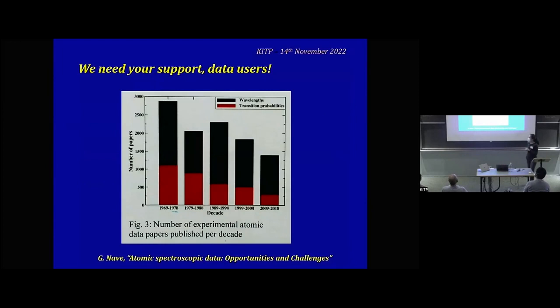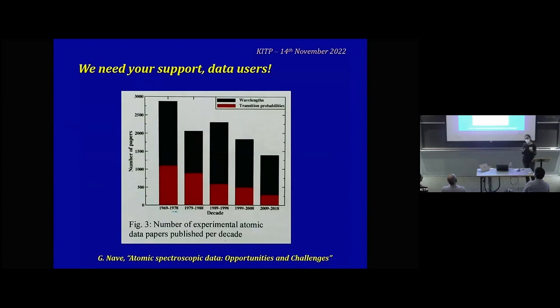To give you an idea, this is from a paper by Gillian Nave at NIST, and it was basically speaking about the situation of our field. Here you can see the number of papers on experimental transition probabilities over the years, and you can see how it declines. So this is a worrying situation.